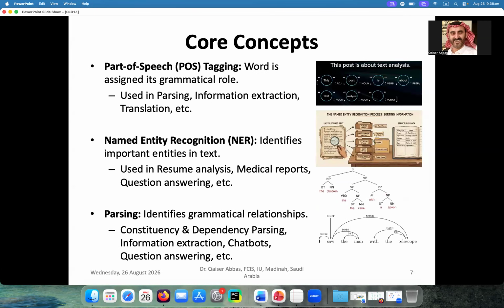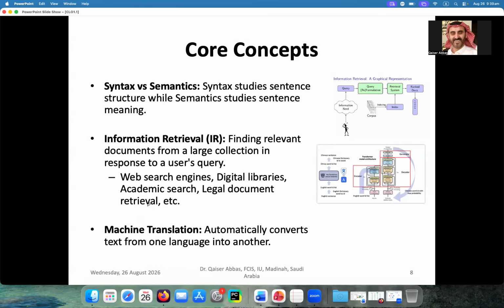Previously we were stopped here at parsing, I think. So now we are going to start with the syntax and semantics. In natural language processing, we will use these two words, syntax and semantics, very often.